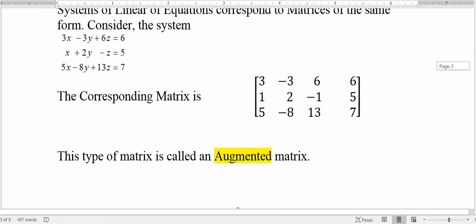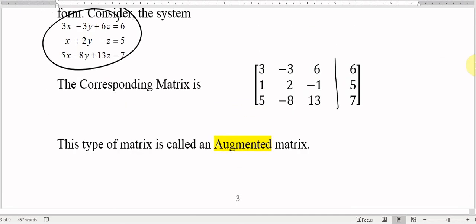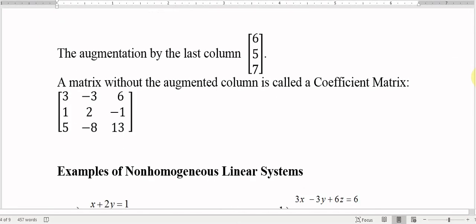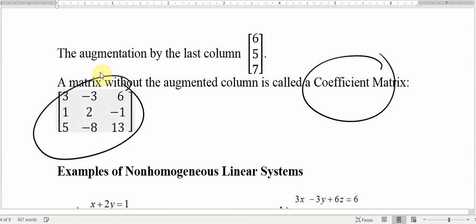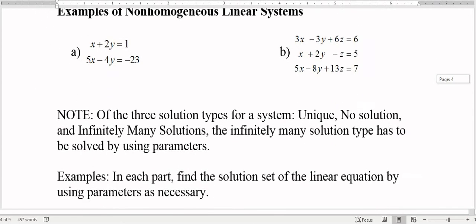We can represent a system using matrices here. Consider this system. We relate that to a matrix. So all we do is represent the coefficients, the 3, negative 3, 6, and the 6 for that first row or that first equation. We call this an augmented matrix. It is augmented by this last column over here, 6, 5, and 7. Without the 6, 5, and 7, we call it a coefficient matrix. So without that augmentation, we just refer to the coefficient matrix. The juice of what we deal with will be with the coefficient matrix.